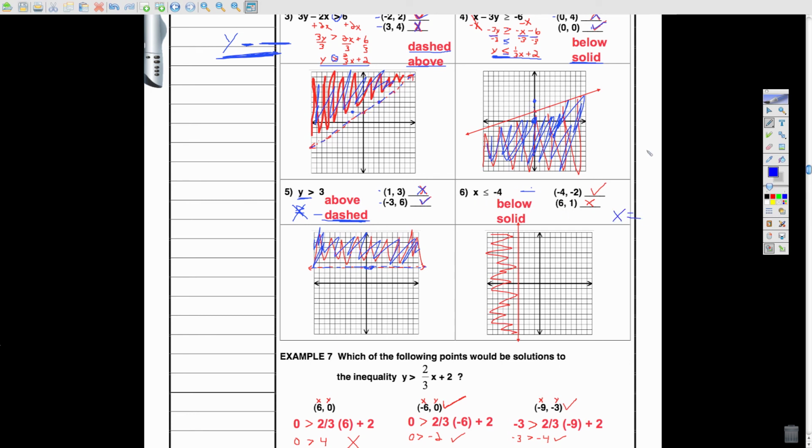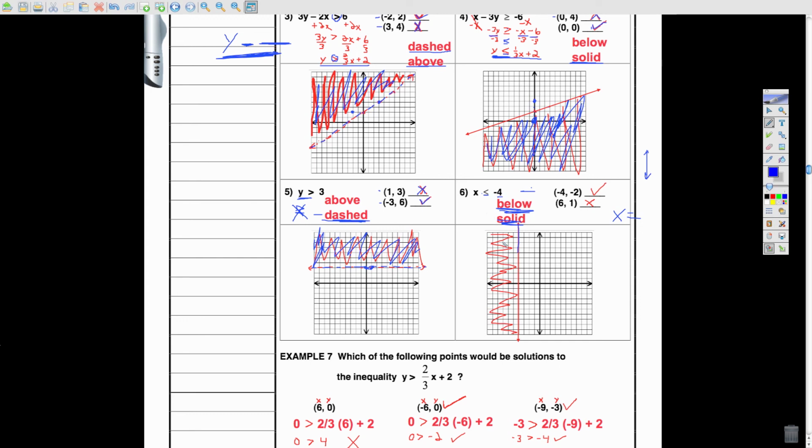Number 6, over here. All right, here we go. We're going to graph it. X is less than or equal to negative 4. Remember, if we had x equals, that's going to be a vertical line, straight up and down. And where is it going to be vertical at? Well, in this case, it's negative 4, so I'm going to graph that line. It does have a line underneath the sign, so that is a solid line. You can see my solid line going all the way down.